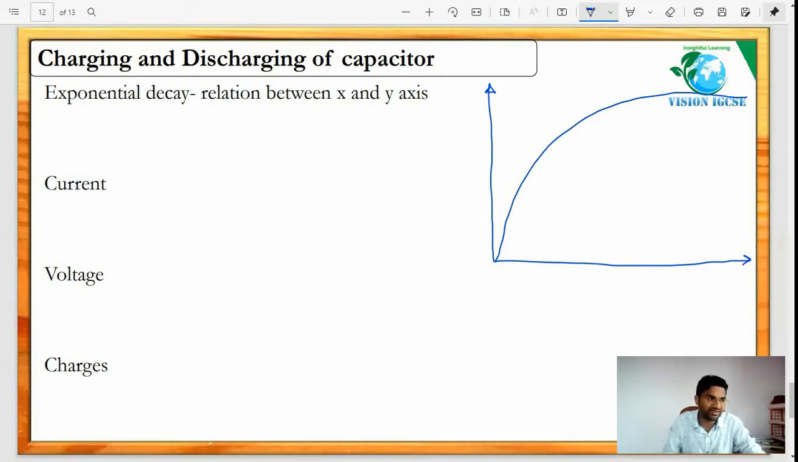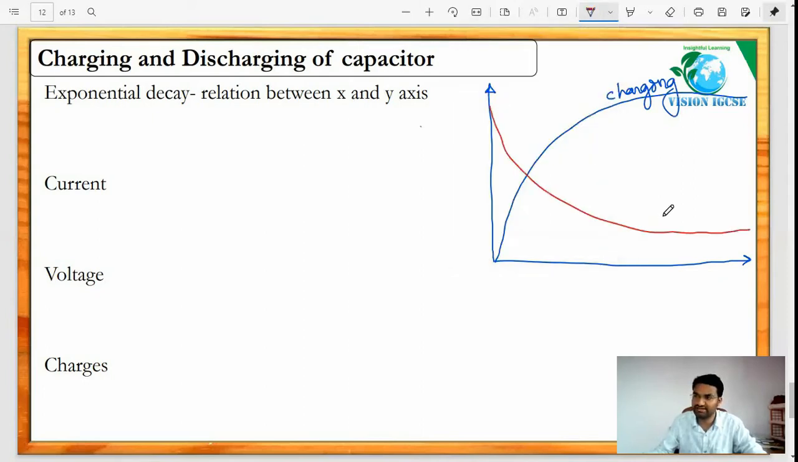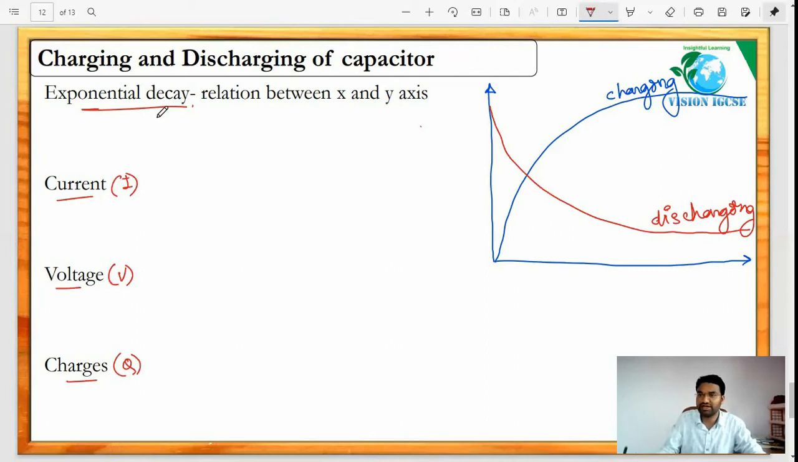Okay, so this is charging and discharging, and it is like this one. So it is the charging and discharging exponential graph. So we have to write down the equations for the charging and discharging of current, voltage, and charges. Okay, current I, then voltage V, and charges Q. Getting it? So exponential decay means just a relation between the x-axis and the y-axis of the graph.